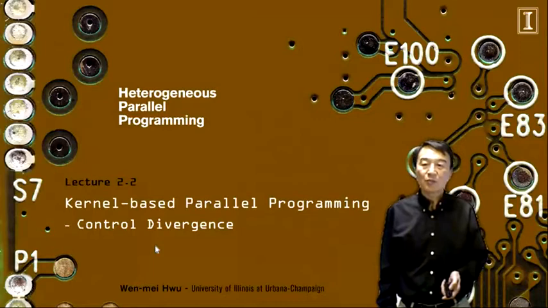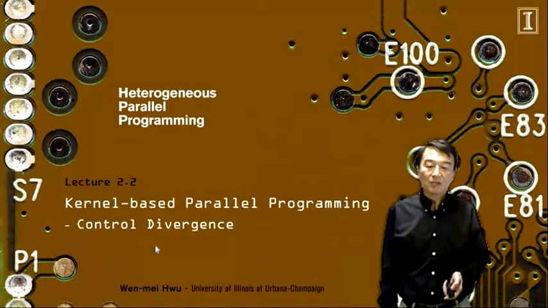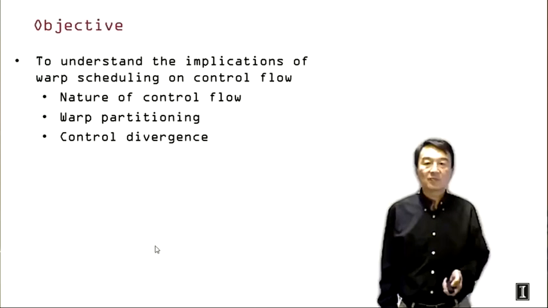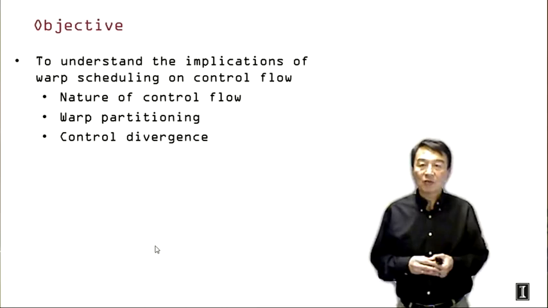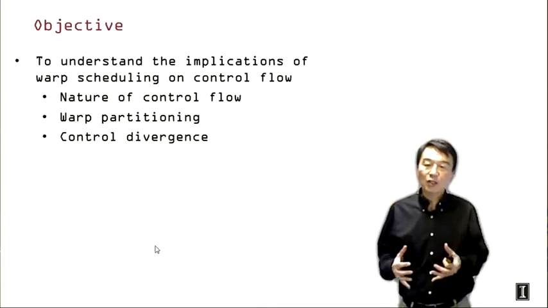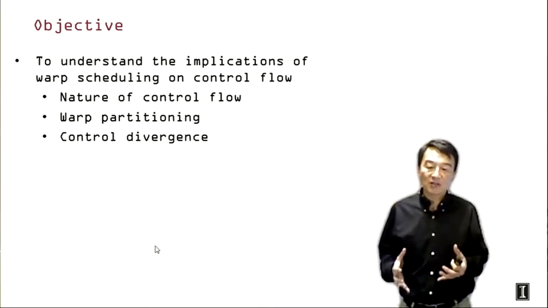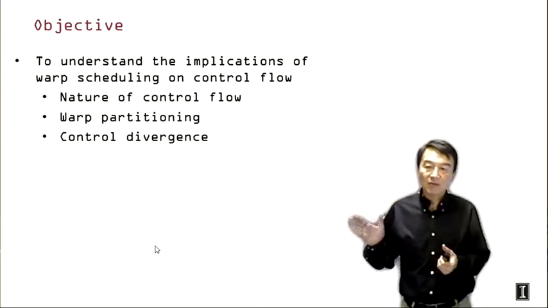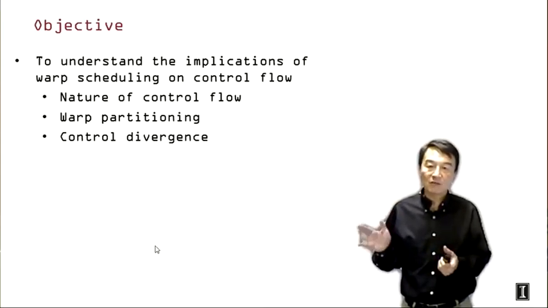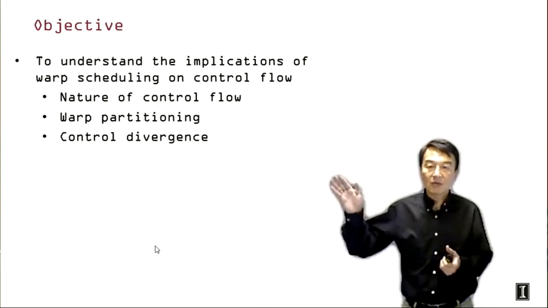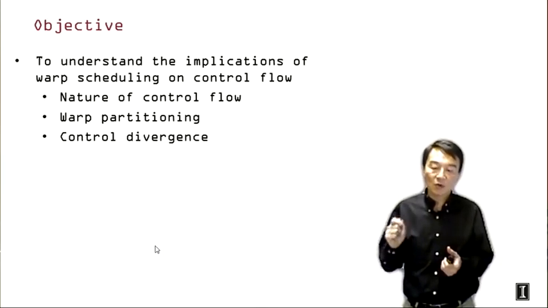We are at lecture 2.2, kernel-based parallel programming, and we will be focusing on control divergence in this lecture. The objective is to help you understand the implications of warp scheduling on control flow. We will first briefly review the nature of control flow in CUDA kernels, then talk about how the warps are partitioned, and then discuss the nature of control divergence and the implications of control divergence in CUDA kernels.